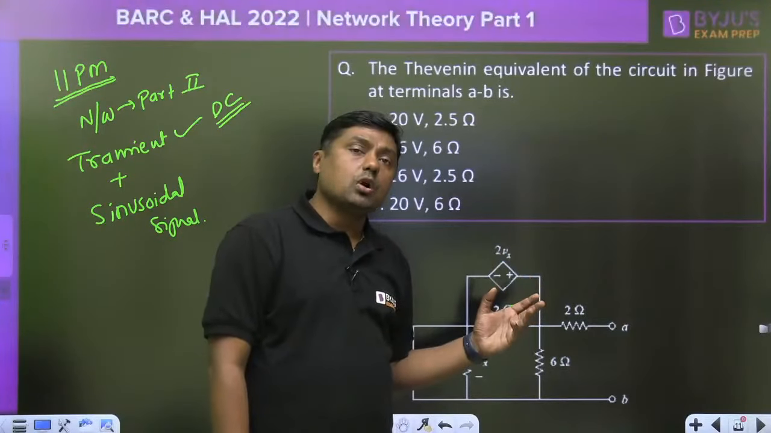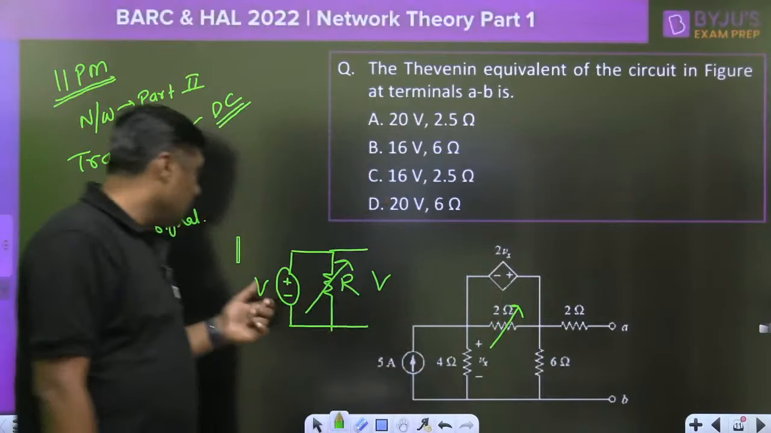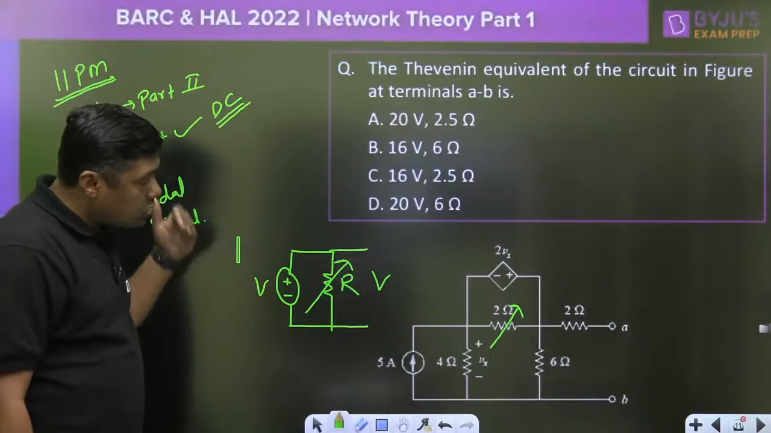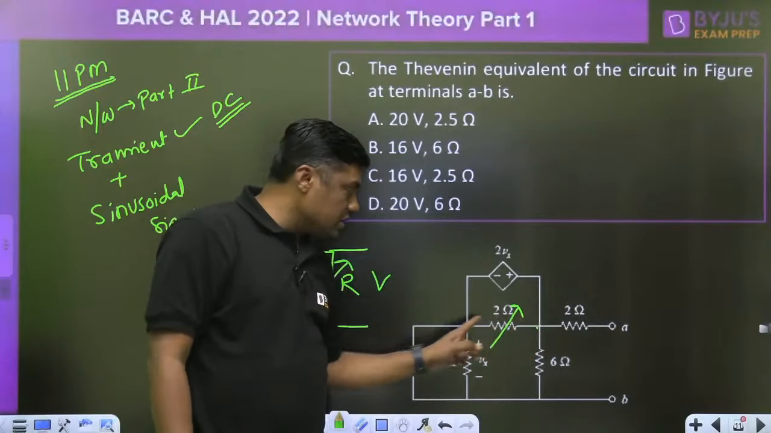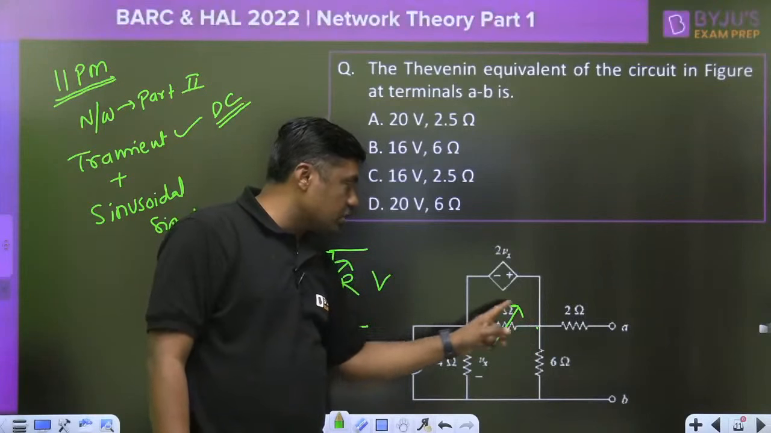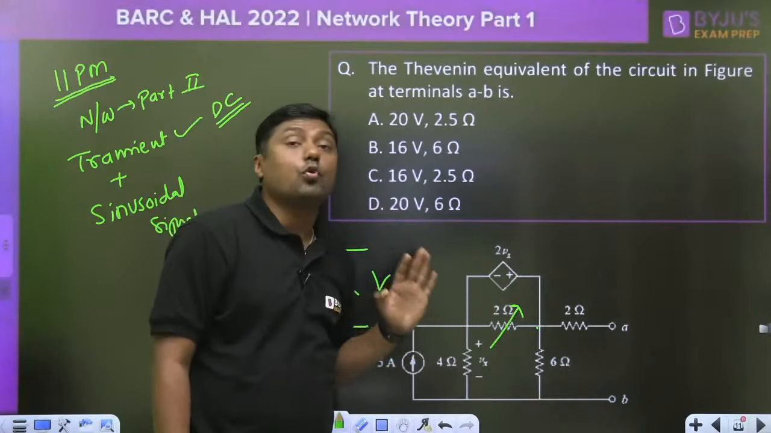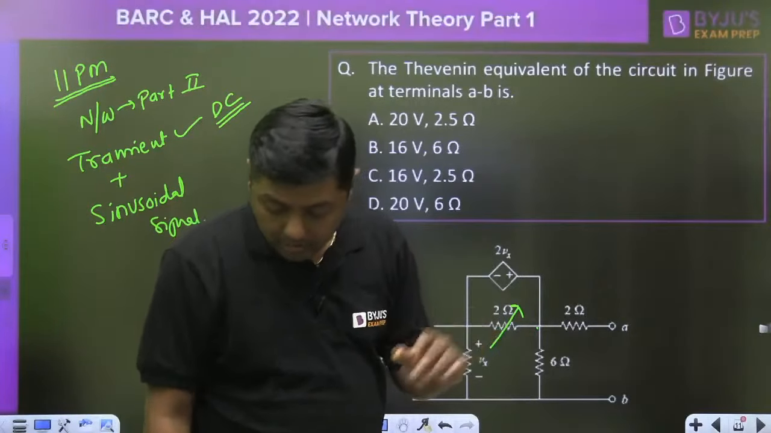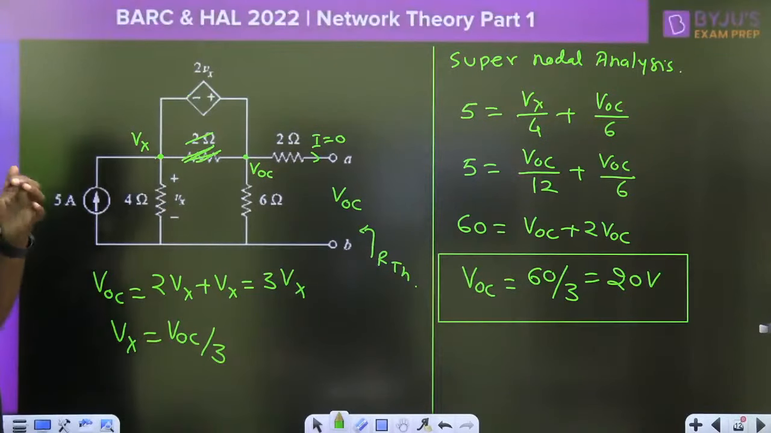You can also take it as a short circuit, but when we make it a short circuit, what will be the value of the voltage? It will also become zero. So that's why I simply remove it. The voltage difference between these two terminals will remain the same. It doesn't matter what the value of the 2 ohm resistor is. That's why I am removing it. I think now this concept is clear. Then that is the 20 volt.